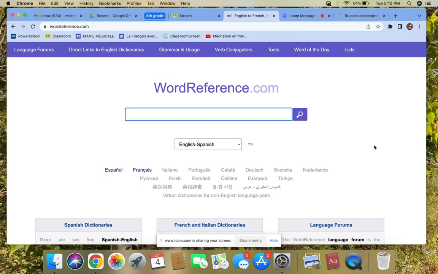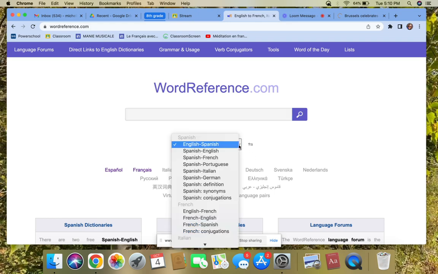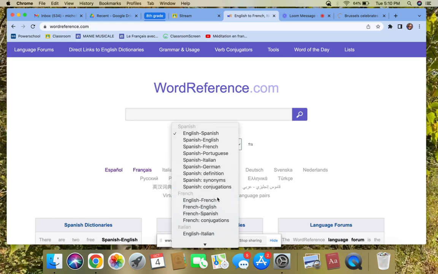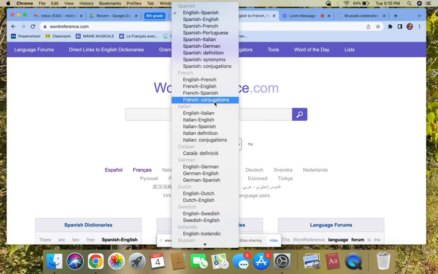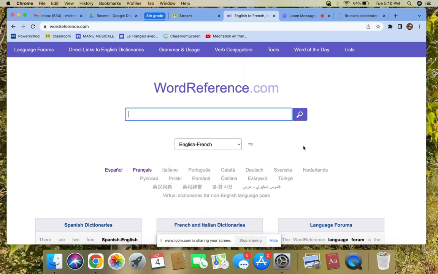So, for starters, when you first sign on to WordReference.com, usually what's going to come up is English-Spanish because that's the default. So, you want to make sure you're on the right language. You'll see if you click this down arrow, there are many different languages available to you. So, we want to go to English to French. Make sure we're in the right language. And by the way, if you click on these two little arrows here, you can go from French to English, English to French very easily. Just toggle back and forth.